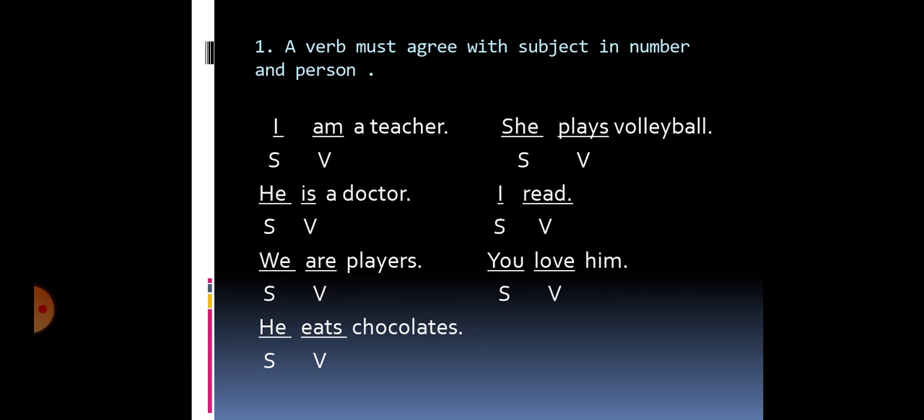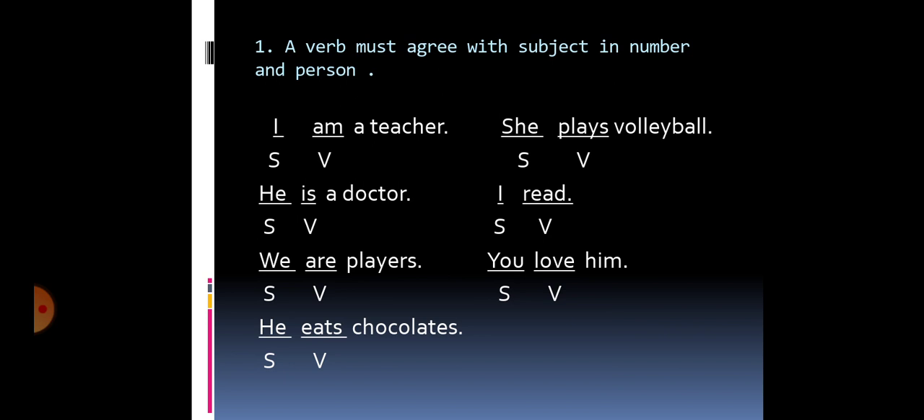Now let's move on to the rules of subject verb concord. A verb must agree with the subject in number and person. Okay, basic, the verb has to agree with the subject in number and person. I am a teacher. So with I you have used am. You cannot say I is a teacher. She plays volleyball. You cannot say she play volleyball. You have to say she plays volleyball.